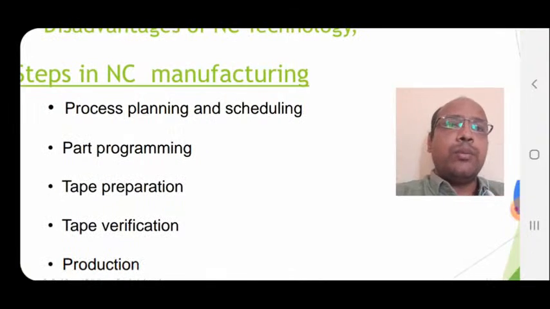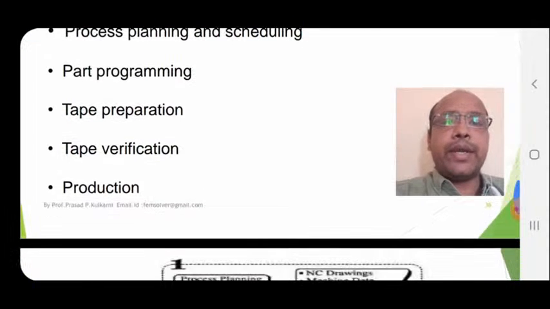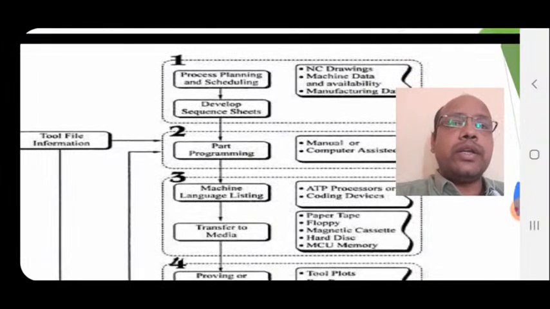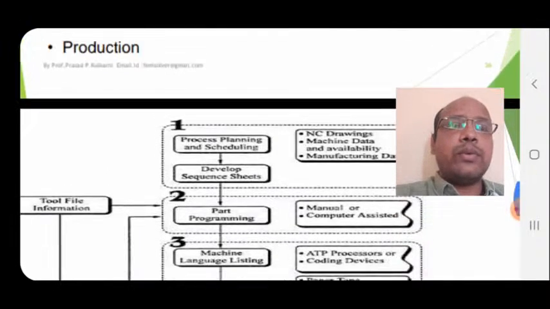First one is process planning and scheduling. Second one is part programming. Third one is tape preparation. Fourth one is tape verification. Fifth one is production. Now let us understand all these steps one by one.